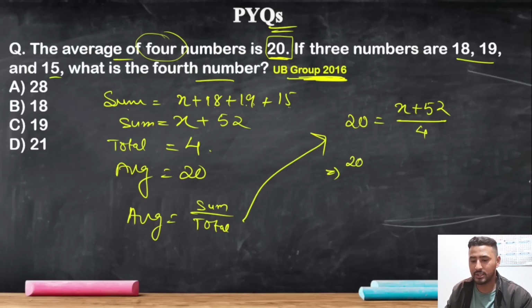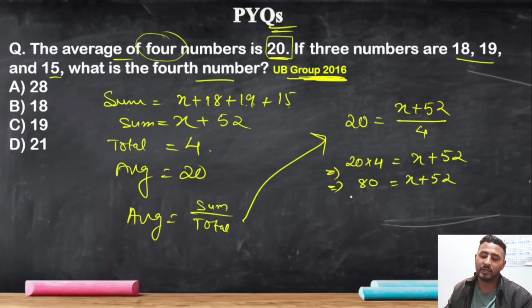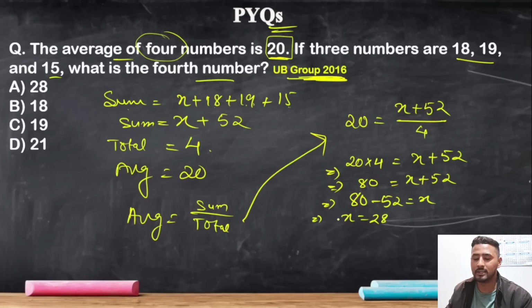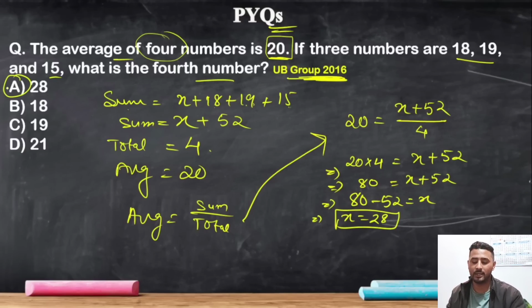Cross multiply, it will be 20 into 4 equal to x plus 52. 20 into 4 is 80, equal to x plus 52. Bring this 52 to the other side. This will become 80 minus 52 equal to x. Get the value of x, you'll get the answer. It will be 28. So the fourth number is x equal to 28. So option number A will be the correct answer.